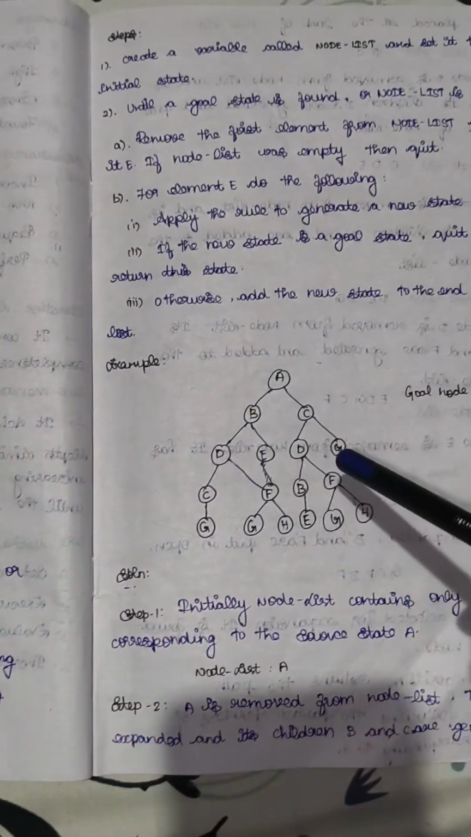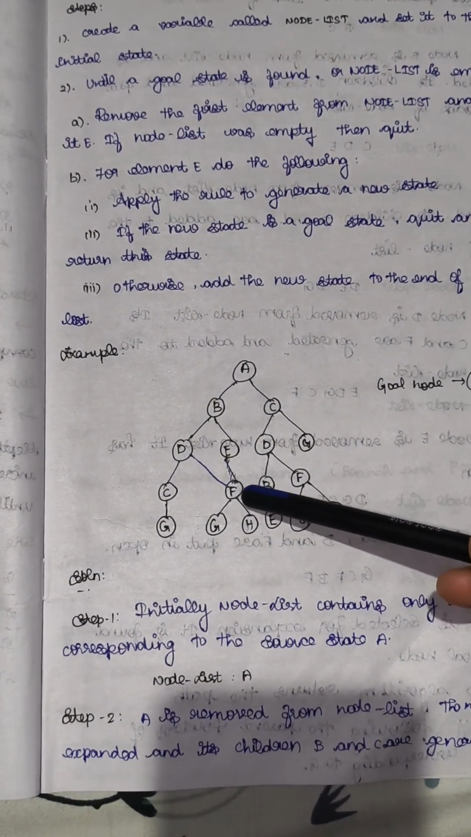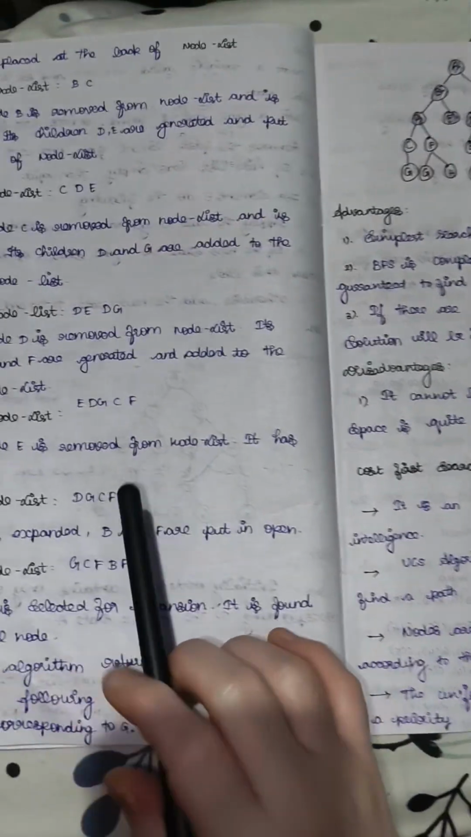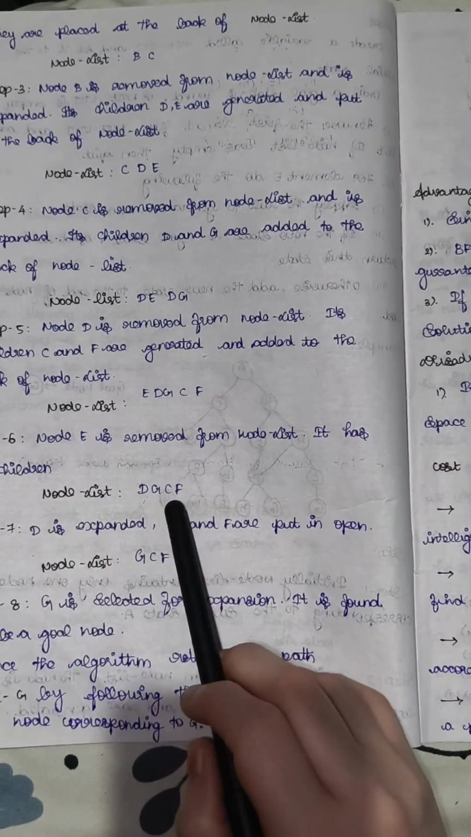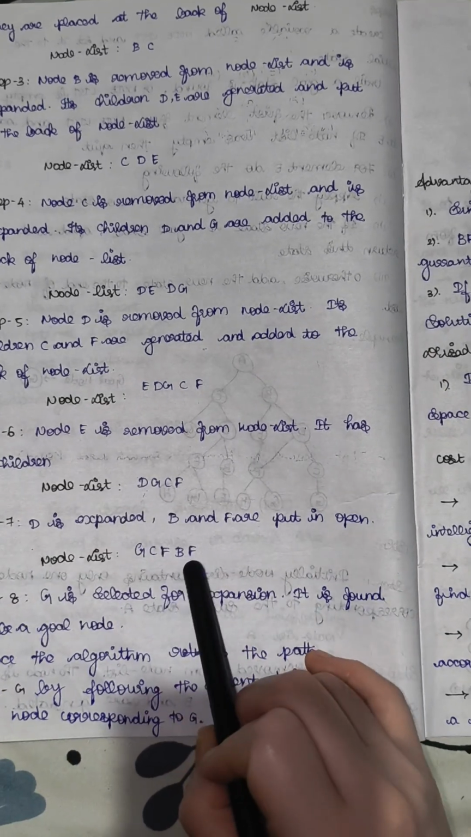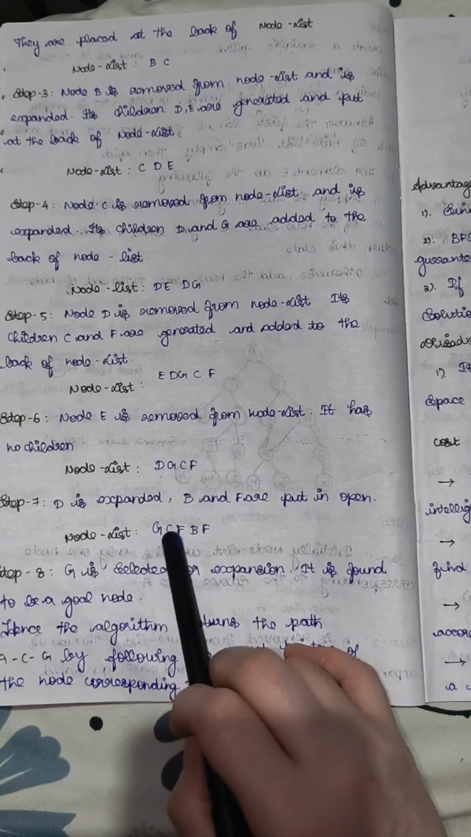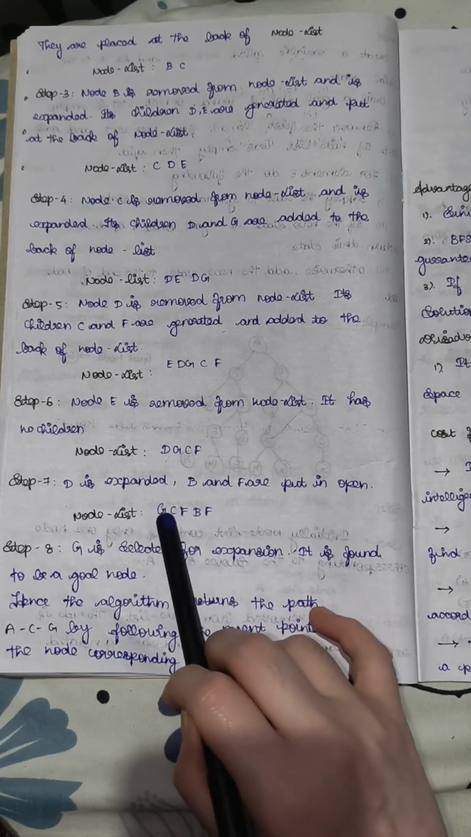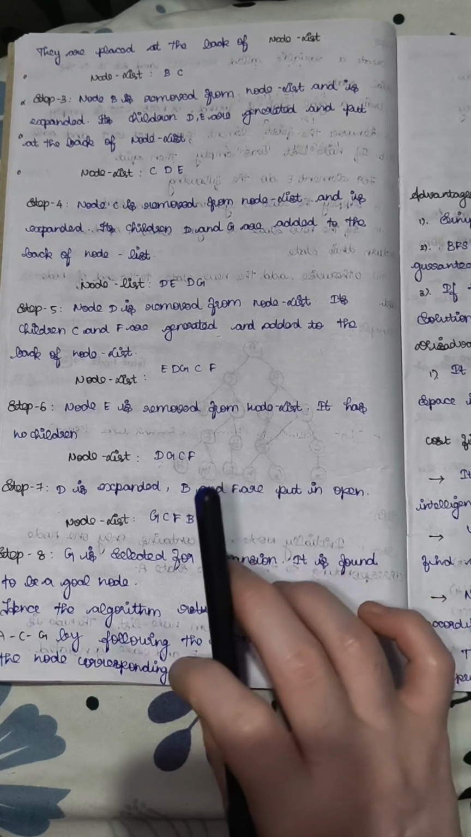So here the child nodes of D are what? B and F. I have to add them at the back of this F. So I have written G, C, F, and the child nodes of D are B and F. Since this is the goal node G, which occurred first, I have to stop the algorithm at this step.